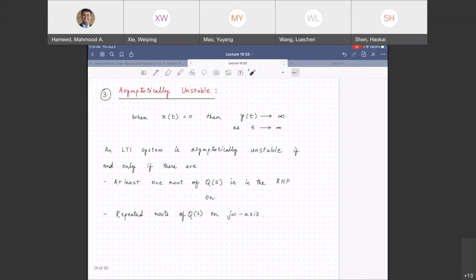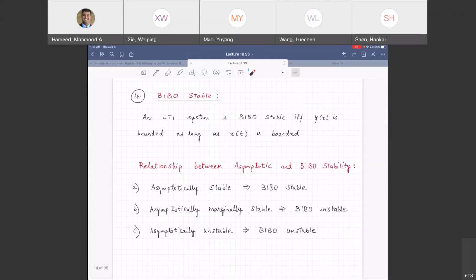All right. Fourth way to classify stability, which is now bounded input, bounded output. An LTI system is considered to be a bounded input, bounded output system if and only if output is bounded as long as input is bounded. So if you keep giving it a bounded input, a sine, a cosine, e to the minus t u of t, all these are bounded inputs. A constant, all of these should result in a bounded output. If that is the case, then it is BIBO stable.